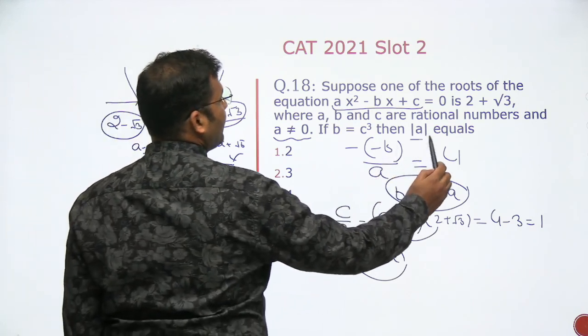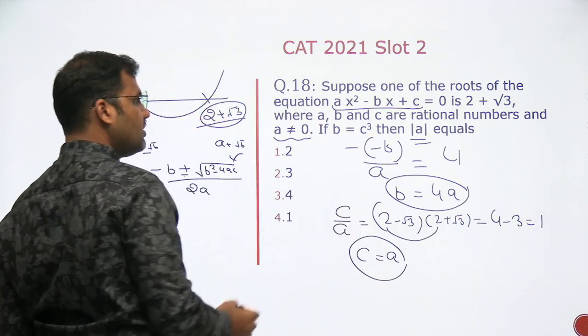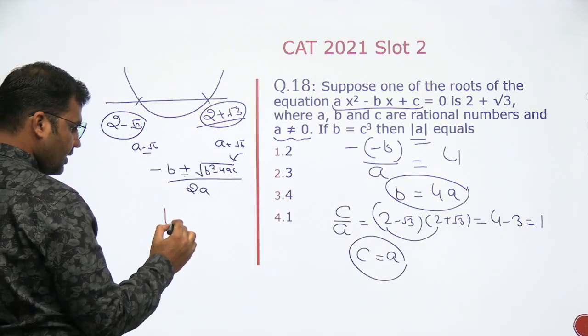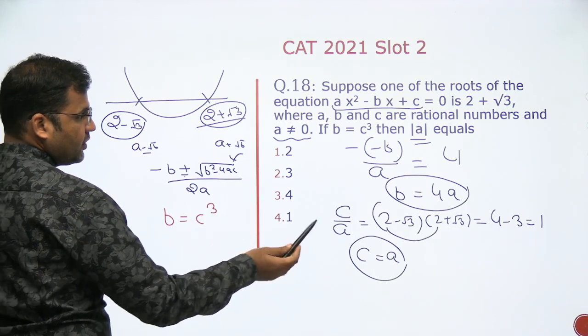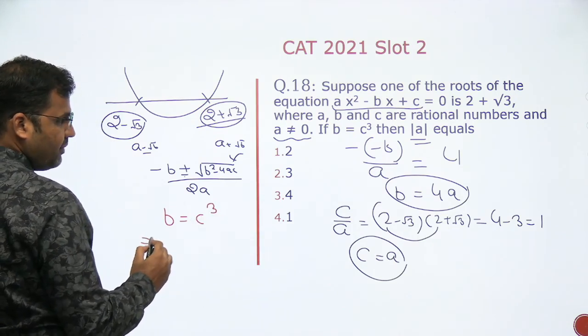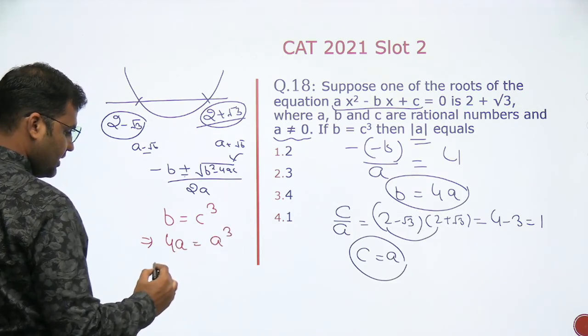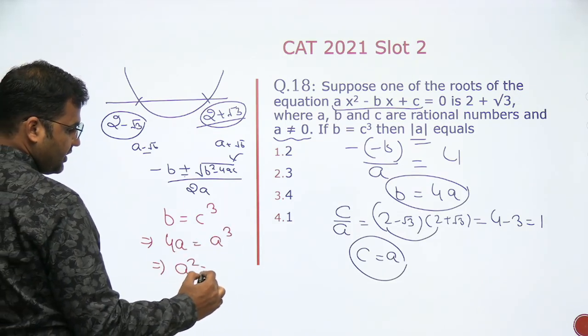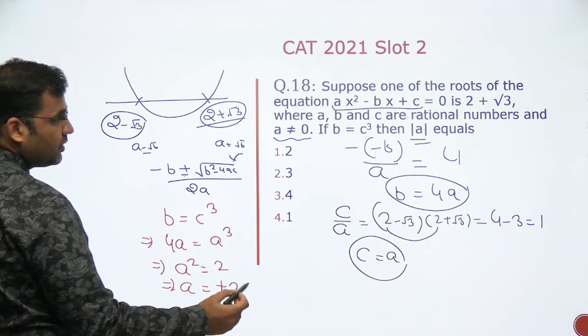Now we are supposed to find out mod of a. It's very easy now because we have found the relationship. b is equal to c cube, this is given to you. So, let's try to convert it into a. The value of b is 4a, c is a cube. So, can I say that a square is equal to 2? So, the value of a that will come will be ±2.